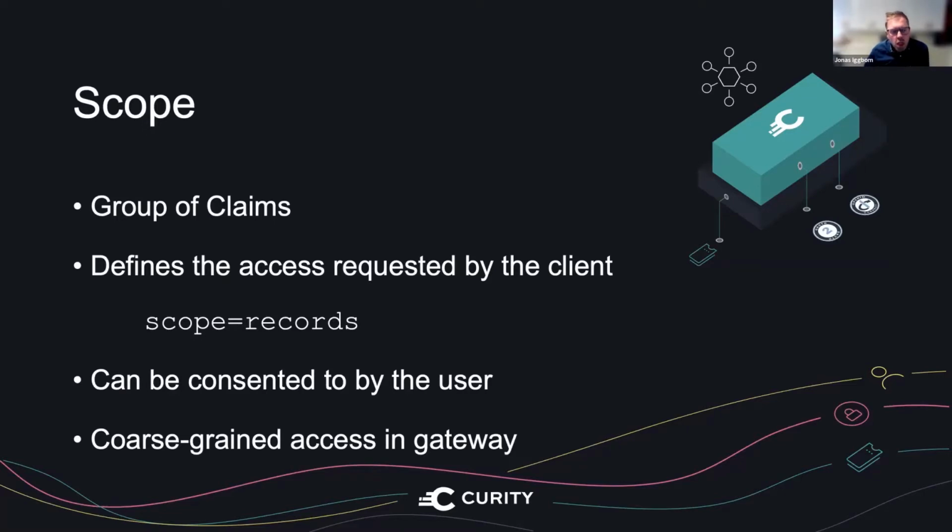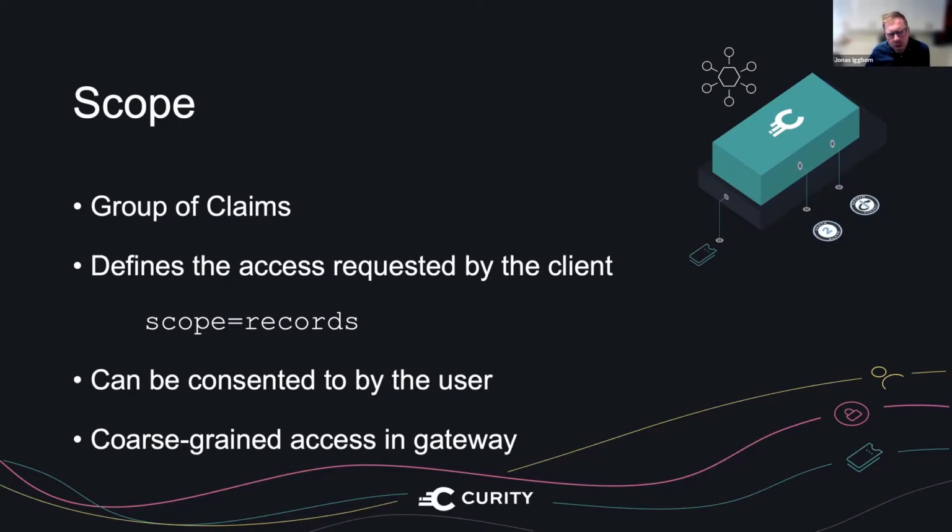So what is a scope? A scope is essentially, in this simplistic explanation of it, a group of claims. It is defining the access requested by the client, and here it's scope equals records. We'll see it a little bit more in the demo, but that denotes that in the request from the client, we can request a set of scopes, and in this case, that is the scope records. Since a scope is a group of claims, if we're allowed, based on configuration and whatnot, we can get a set of claims that groups to that scope.